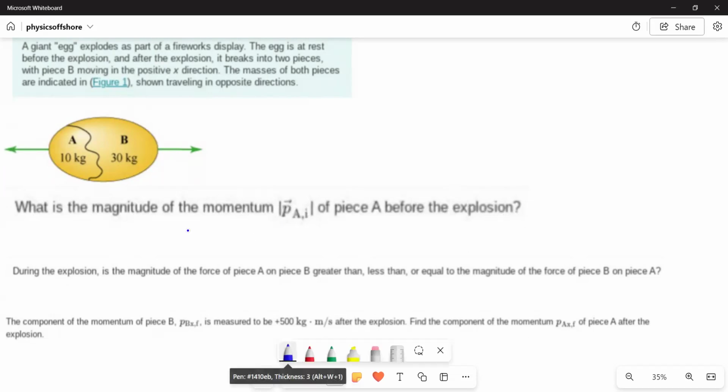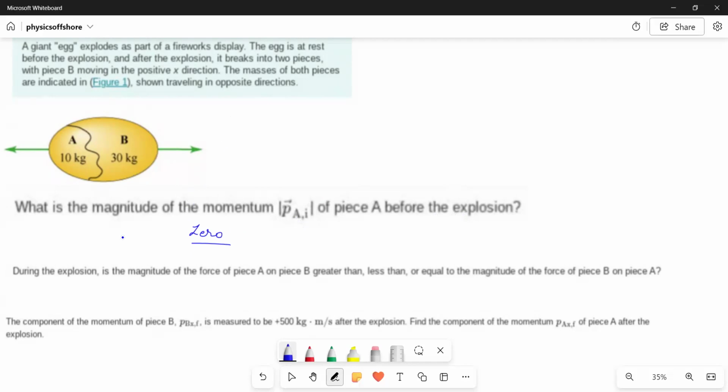It is 0. Because before explosion, the egg is at rest. That is why the magnitude of the momentum of piece A before explosion is 0. This is a conceptual question, actually.